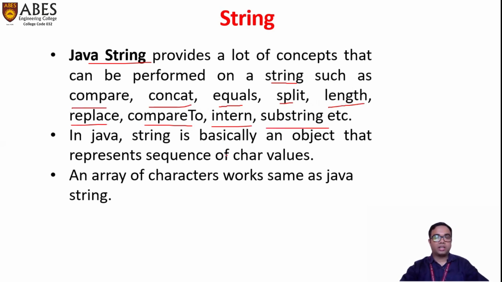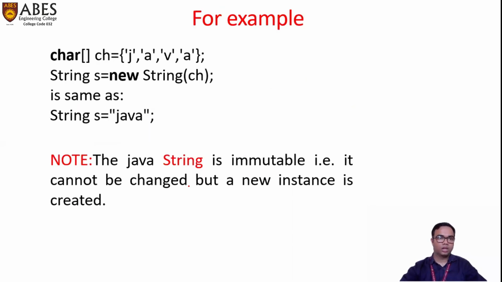So basically, a string is an object that represents a sequence of character values. An array of characters works the same as a Java string, meaning you can have an array of characters and also change that array of characters into a string. We can practically do this also. So let's see a very simple example.